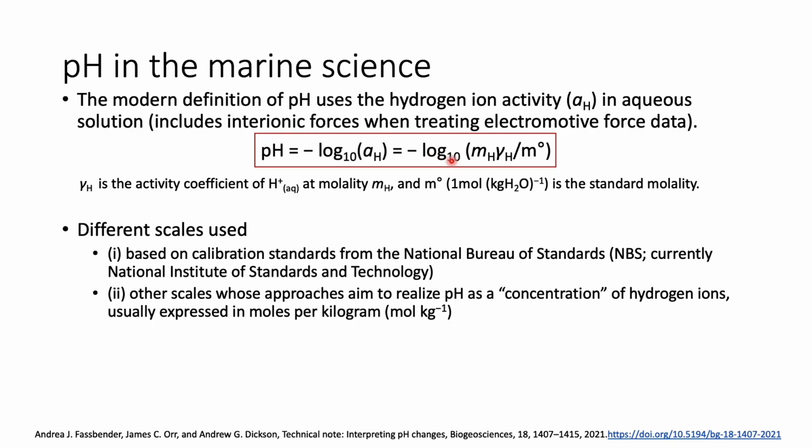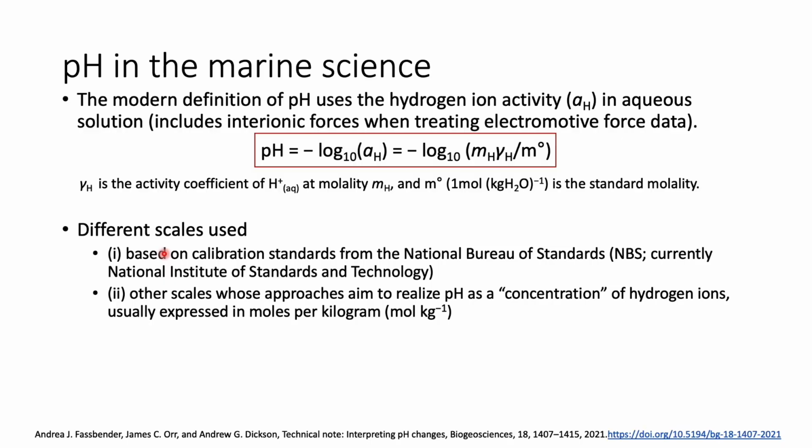The activity is defined by gamma H, the activity coefficient of H plus ions at molality mH, and the standard molality is 1 mole per kilogram of water. This is how we measure hydrogen ion activity and not just hydrogen ion concentration. That is the latest current definition by IUPAC. Different scales are used for pH measurement. One is based on calibration standards from the National Bureau of Standards, or NBS standards. The other realizes pH as a concentration of hydrogen ion, which is what we have been discussing so far, usually expressed in moles per kilogram and not moles per liter.